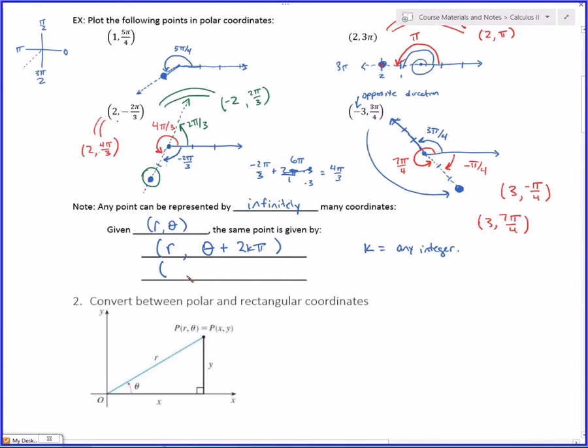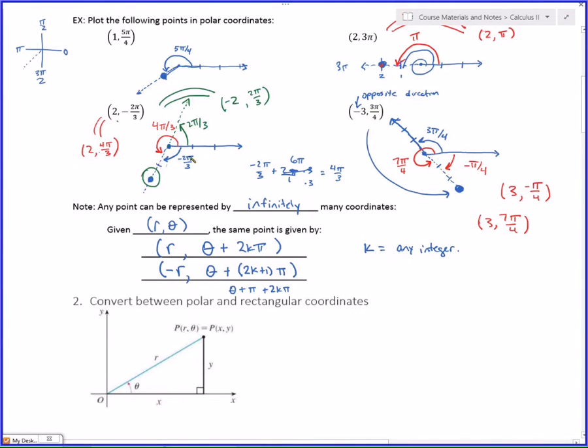But you could also add to theta a half of a rotation, like add pi to it, but then you could add multiples to that as long as you make r negative. So here's how I write that, 2k plus 1 times pi. That is the same thing as saying take theta, add pi to it, and then start adding multiples of 2 pi to that.